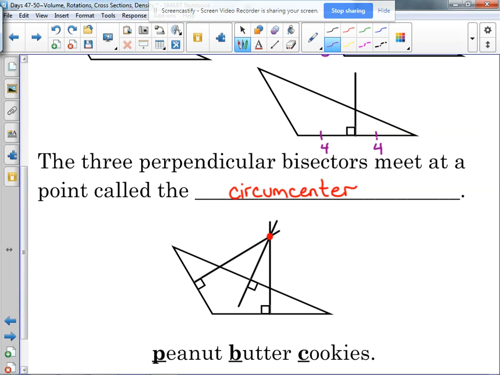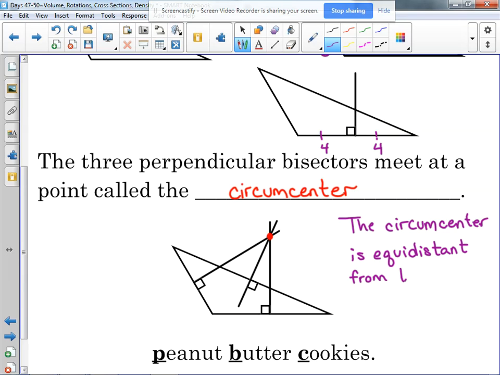The circumcenter is equidistant. It's also equidistant from something. It's not equidistant from the sides, though. It is equidistant from the vertices.